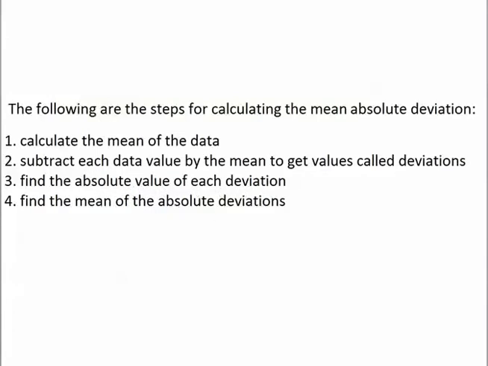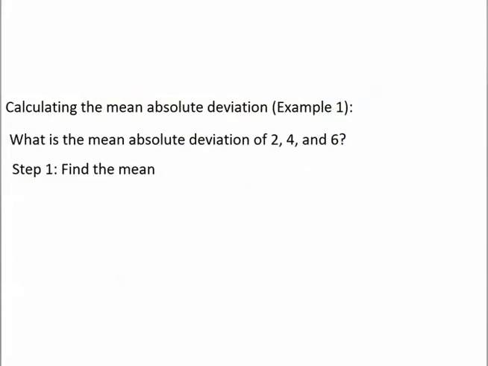Let's go through an example. Let's find the mean absolute deviation of 2, 4, and 6. First, we have to add the 3 data values and divide the total by 3 to get the mean. Remember, the mean is just the total of the data values divided by the number of data values. Since we have 3 values in here, we're dividing the total by 3 to get our mean. And our mean came out to 4.